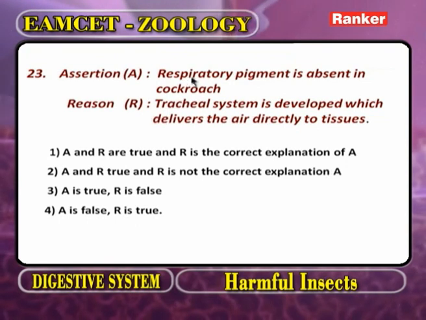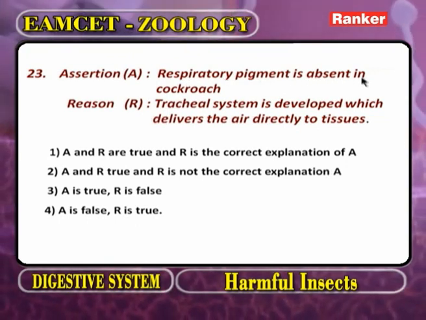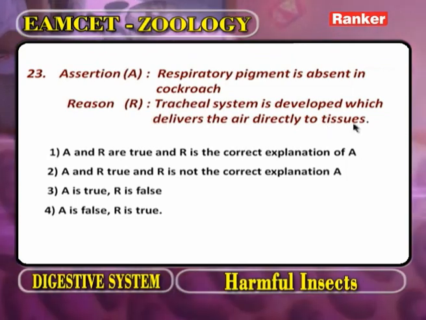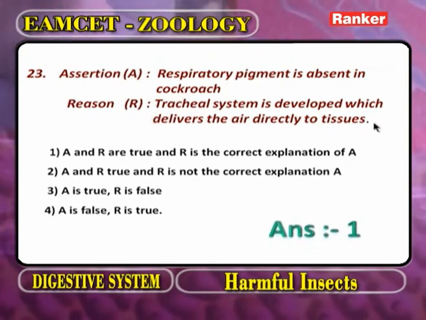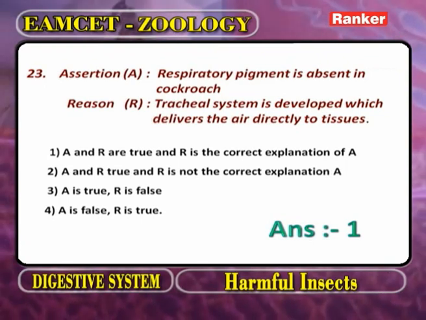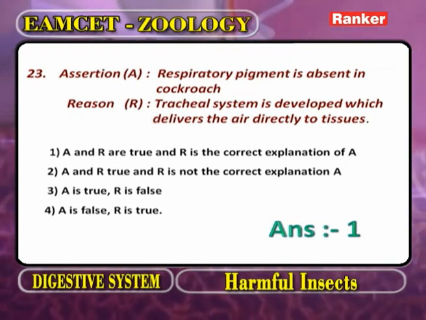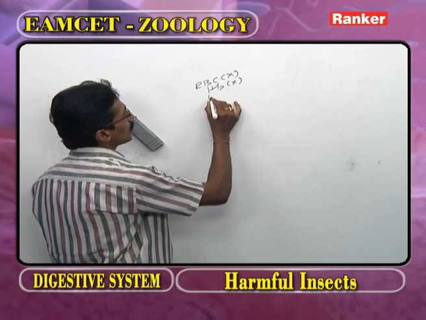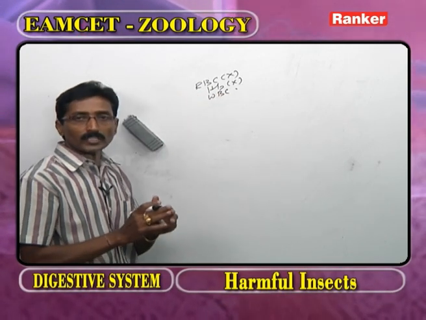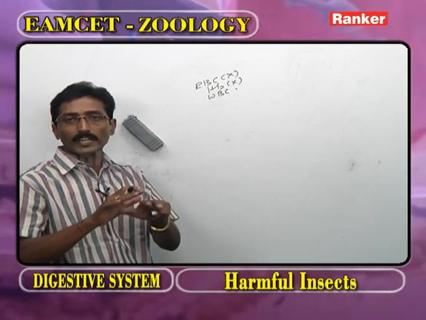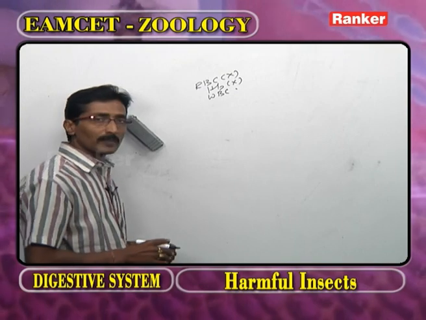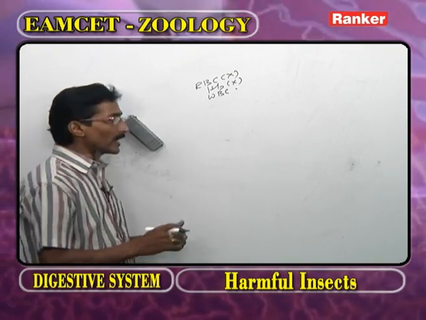Assertion: respiratory pigment is absent in cockroach. Reason: tracheal system is developed, which delivers the air directly to the tissues. Now, as we observe the respiratory system of cockroach, RBC are totally absent and there is no hemoglobin, only WBC present. So, in the body of cockroach, the blood never delivers the oxygen. In order to get the oxygen, what type of system is present? The tracheal mode of respiratory system.